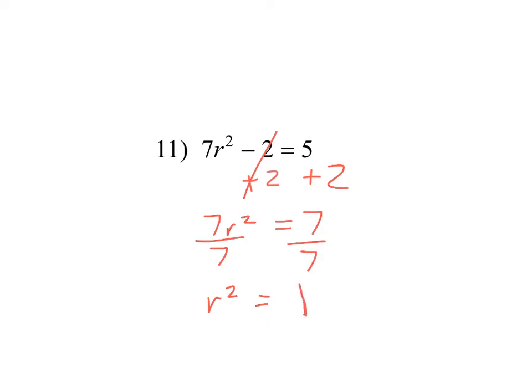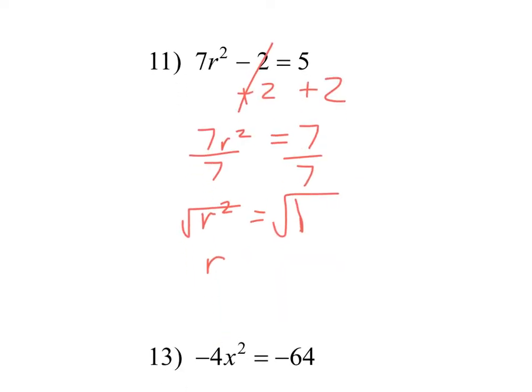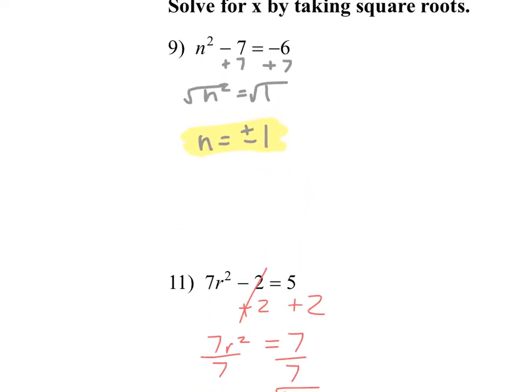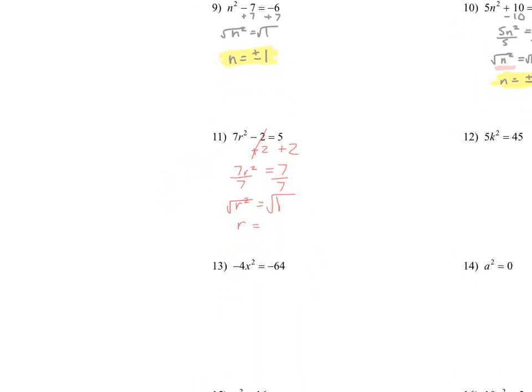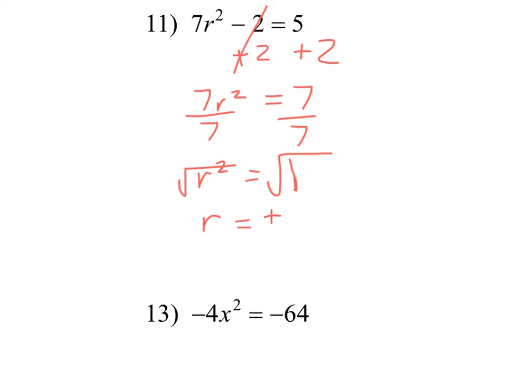Then we square root it. So what do we get for r? 1. Just 1? What do we do in the ones above? Add or subtract. Plus or minus 1. Good job. Remember, r can be a positive 1 or a negative 1, so we have to include that plus or minus sign.